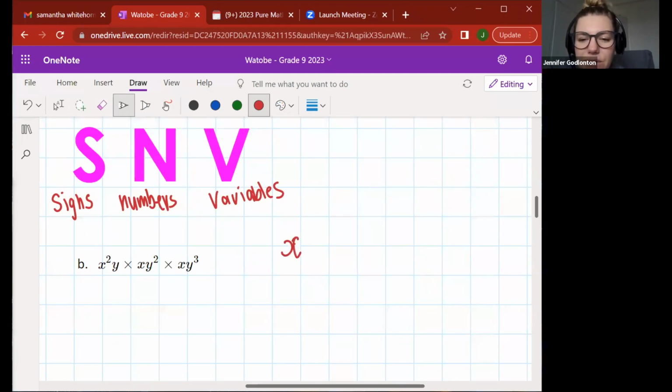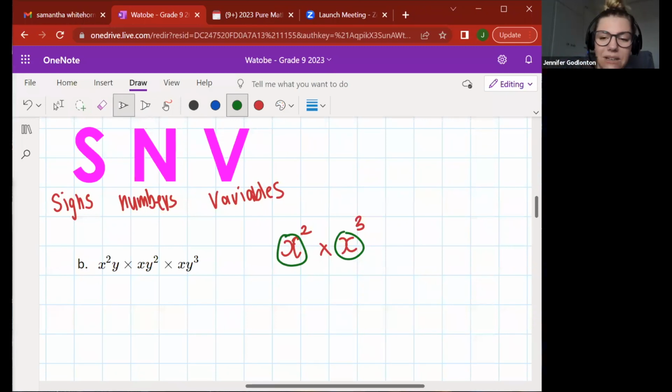When I had x squared and I was timesing that by x to the power of 3, what was I saying about these x's? What was important? Why was I allowed to add that 2 and the 3? Because they're the same. The x's are the same. They have the same base.